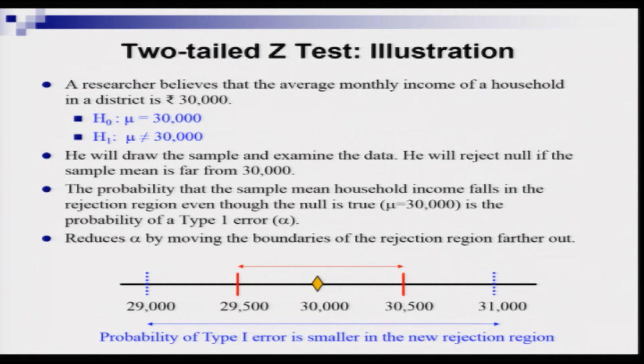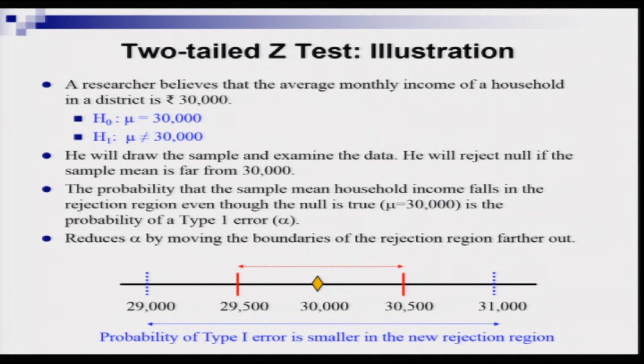So, what is the beauty of reducing alpha? Reducing alpha actually tells you that you have less chance of committing a type 1 error, which is a very bad thing to do in statistical investigation. Now, how can we reduce alpha? We can reduce alpha by moving the boundaries of the rejection region. So, let us look at the diagram that I am showing here at the bottom of this slide.